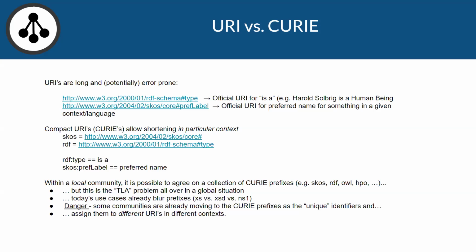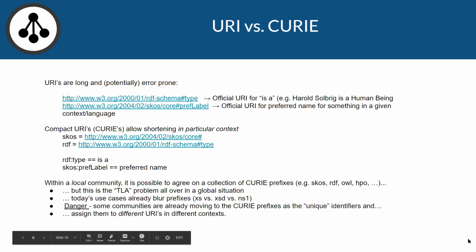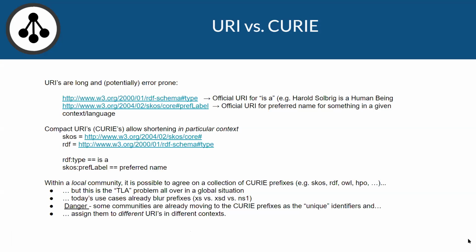But the problem is that three-letter acronym, the TLA problem. As the communities grow, the notion of all of us being able to agree on a unique set of TLAs is a real problem. They're already designed these days to be localized acronyms. So if you pull it in one space, you get an XS for XML schema, another for XSD, a third, you might just get one that's minted, NS1. A note of danger here that I've come across is some communities are actually moving towards standardizing the CURIE prefixes and assigning them to different URIs in different contexts, which is potentially worsening the problem. Next slide.